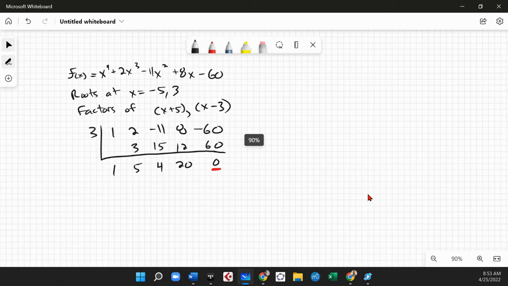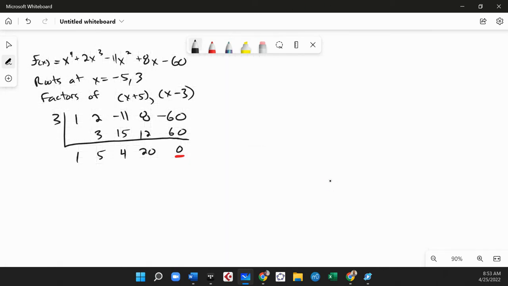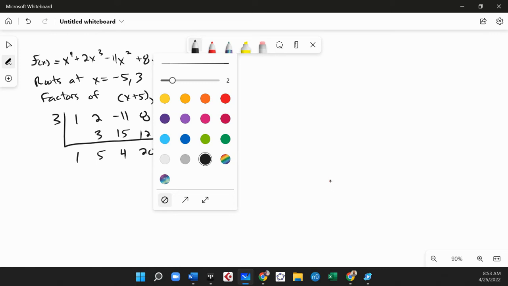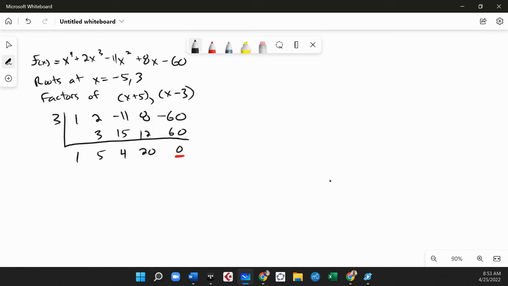Okay, so now there's a couple different ways you can go about it. You could take these new coefficients here and synthetic divide -5 out. So I'll show you both ways. So we take 1, 5, 4, 20. We used our one root, and we can use our other root on the leftover coefficients. So the 1 comes down. That gives you a -5. That gives you 0. That gives you 0. That gives you a 4. That gives you -20. And that gives you a 0.